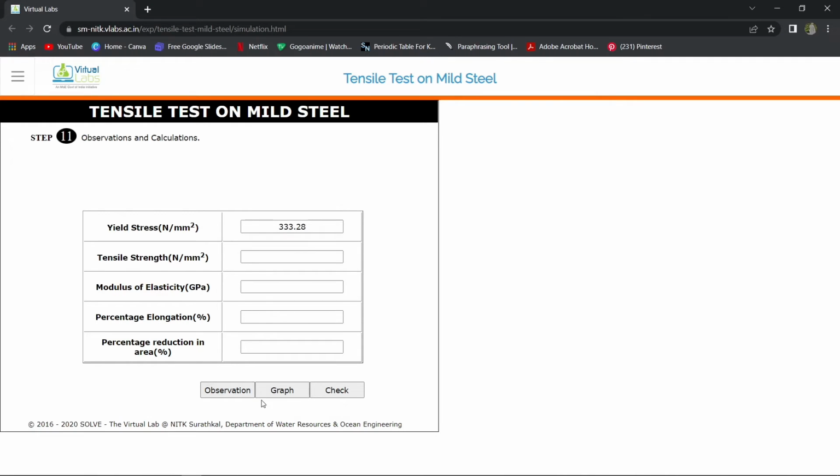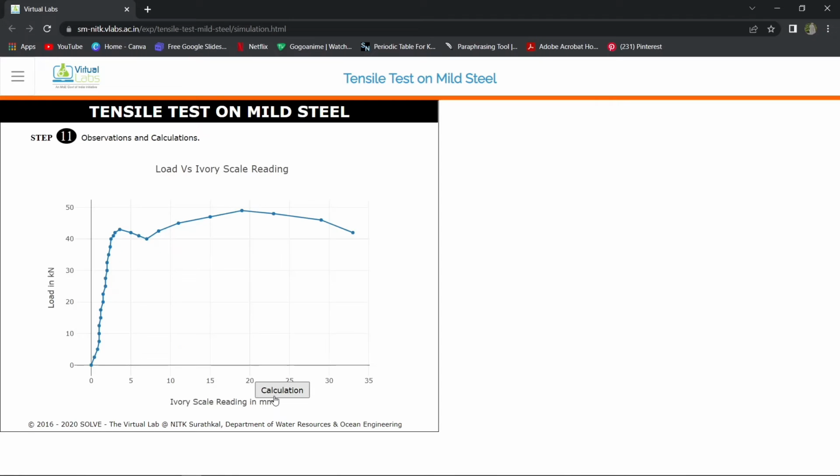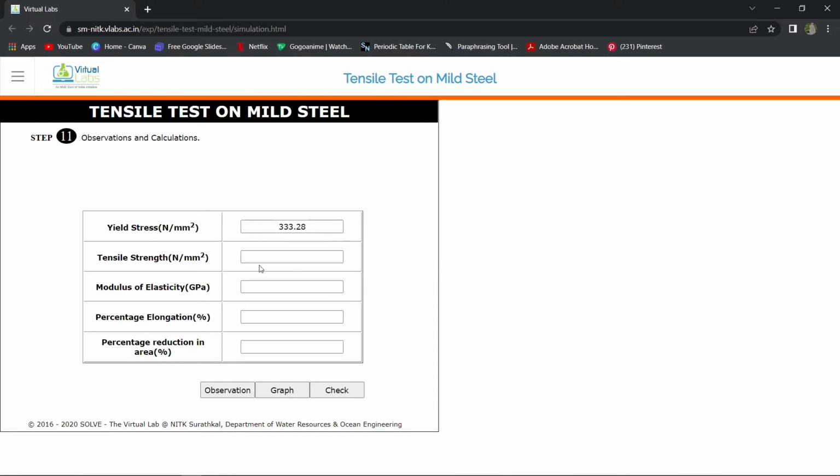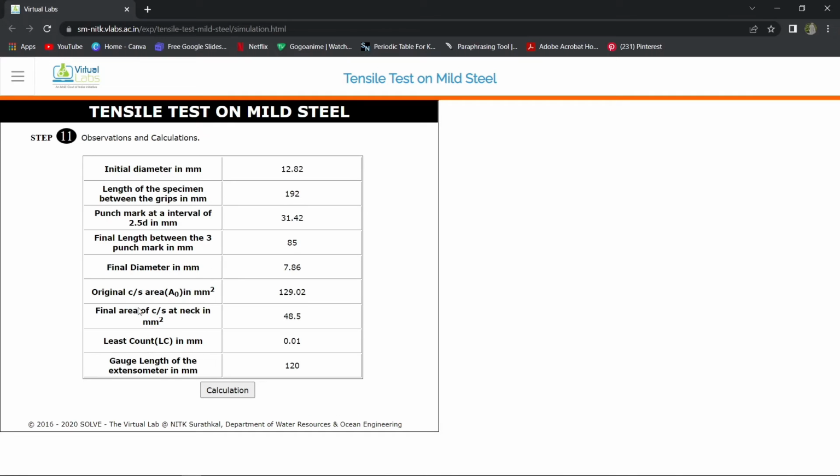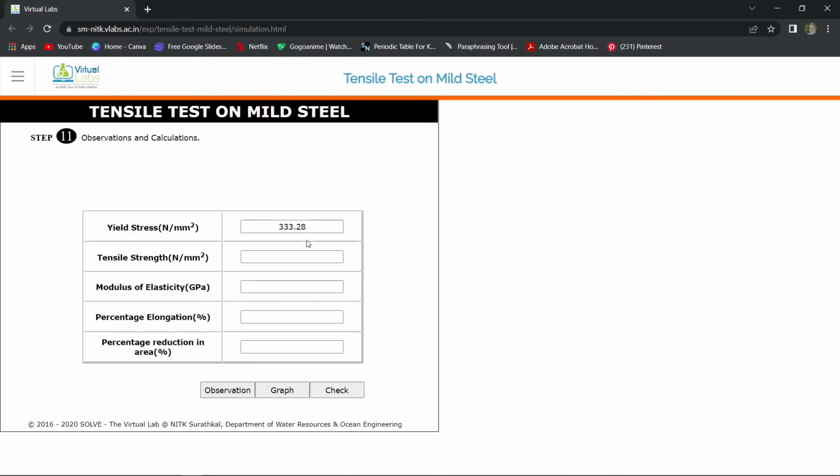Second, we should find the tensile stress. Before that, we should find the point of tensile stress in the graph. The point of tensile stress in the graph is 49 kilonewton, which is 49,000 newton. The formula for the tensile stress is the ultimate load, or the point of tensile stress, divided by the original cross-sectional area in square millimeter. When we divide it, we get 379.79.